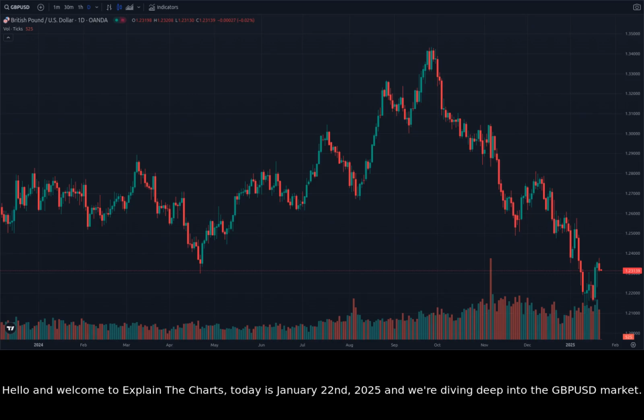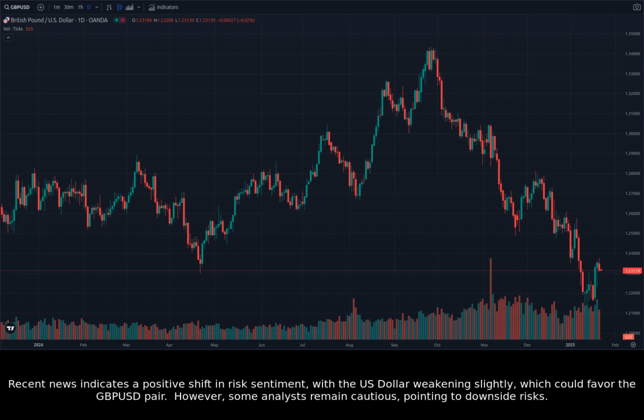Today is January 22nd, 2025, and we're diving deep into the GBPUSD market. Recent news indicates a positive shift in risk sentiment, with the US dollar weakening slightly, which could favor the GBPUSD pair. However, some analysts remain cautious, pointing to downside risks.